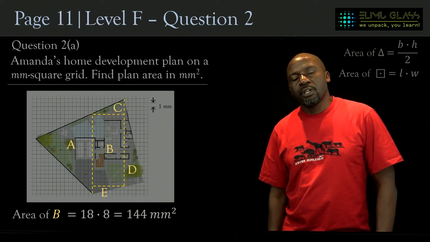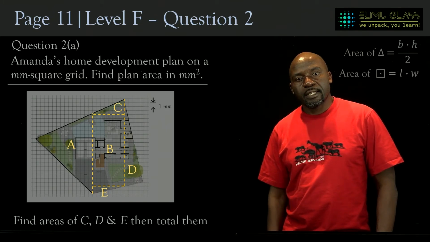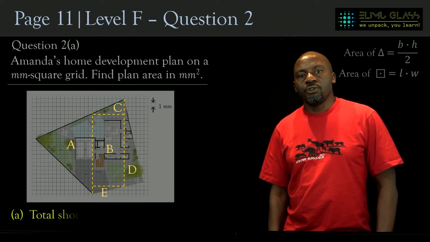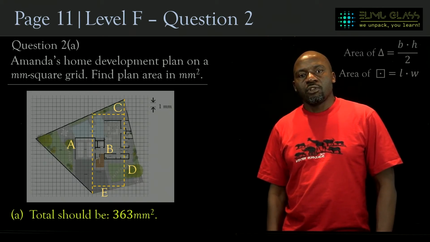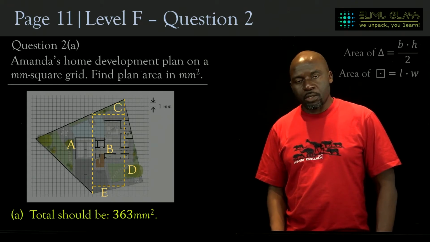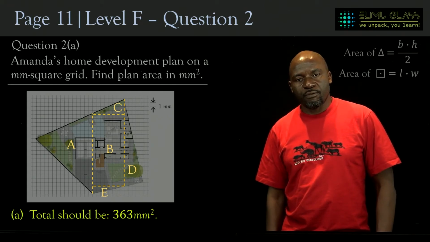Okay, your job is to find the area of region C, the area of triangle D, and of triangle E. Once you've done that, you'll find those 3 areas and then add all those areas. If you've done this correctly, you should find the total area to be approximately 363 square millimeters. Please do it and ensure that you're getting the same thing, or discuss with me your value.